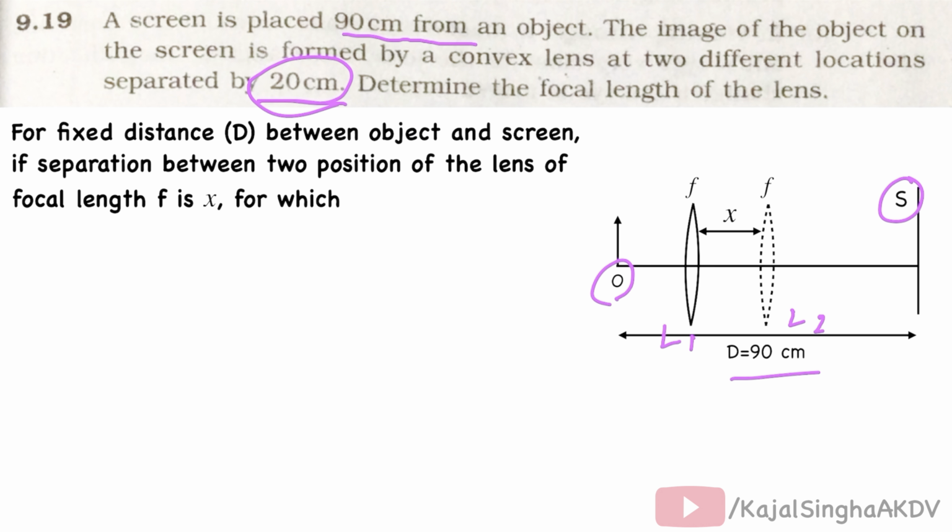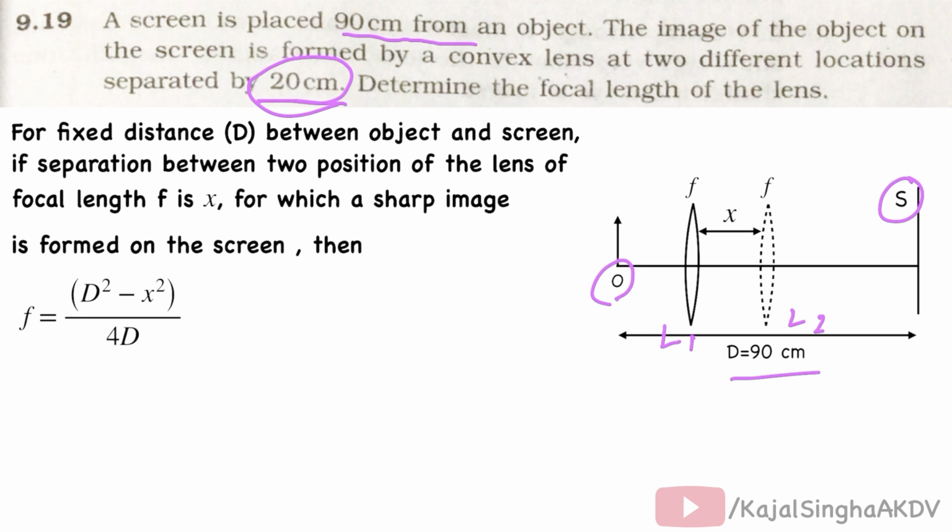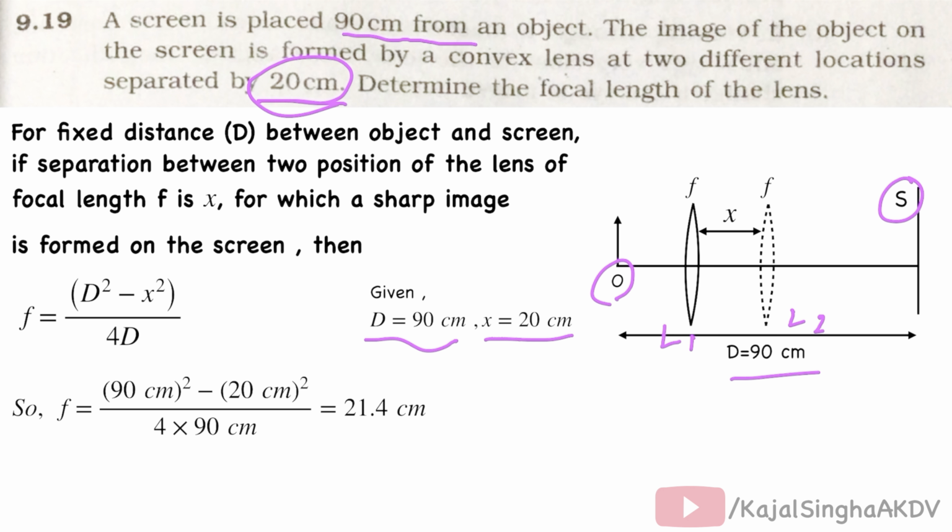For a fixed distance capital D between object and screen, if the separation between two positions of the lens of focal length f is x, for which a sharp image is formed on the screen, then we have the equation f equals capital D square minus x square by 4 capital D. Here D is given as 90 centimeter and x as 20 centimeter, that is, the separation between the two locations L1 and L2 is 20 centimeter. If we put these values, we get f equals 21.4 centimeter.